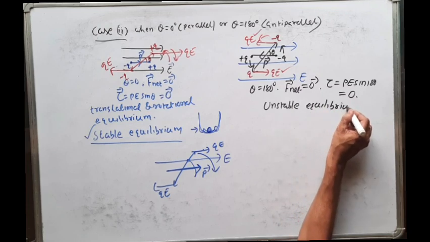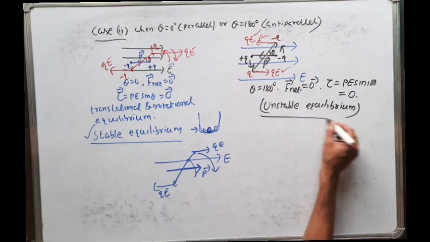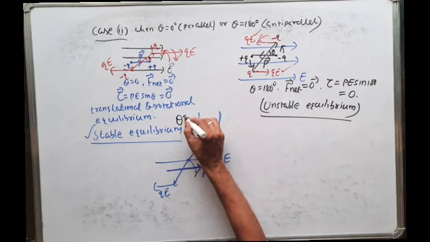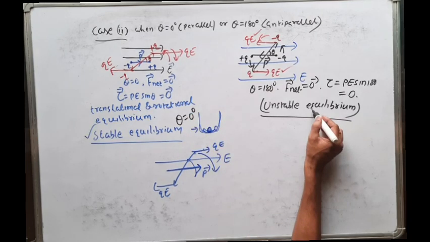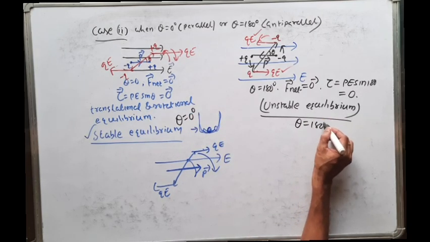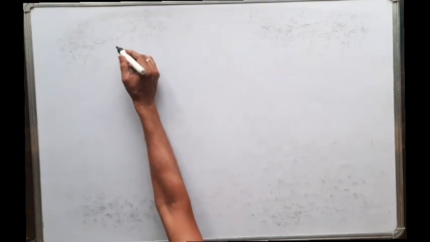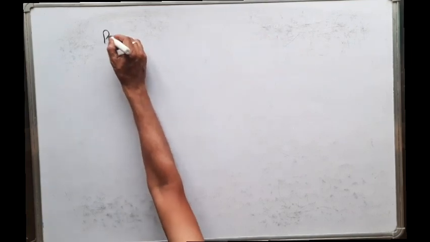Under what condition is the dipole said to be in stable equilibrium? If theta is equal to 0 degree. Stable equilibrium condition: theta is equal to 0 degree. Unstable equilibrium condition: theta is equal to 180 degree. Then potential energy.